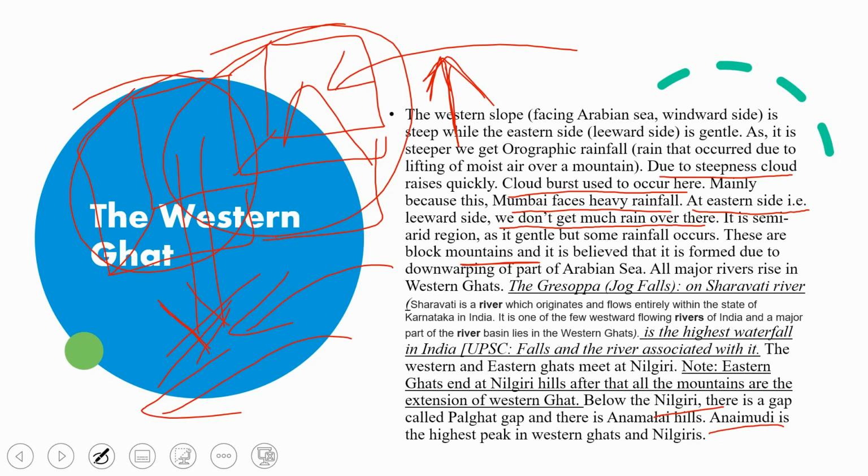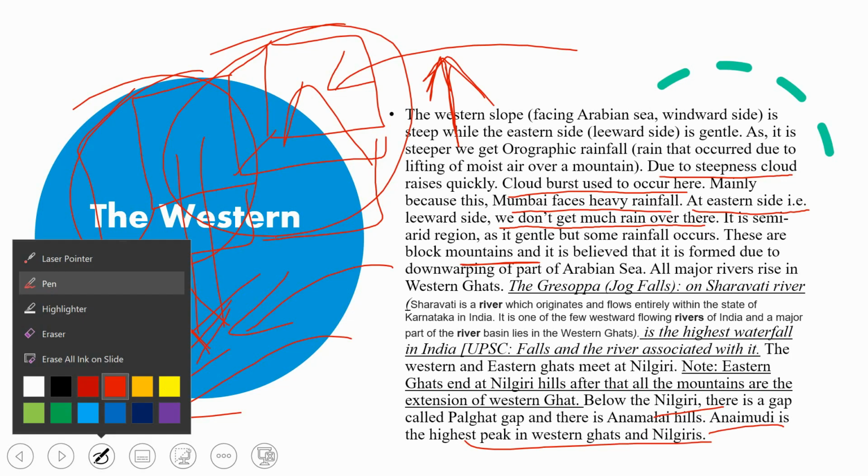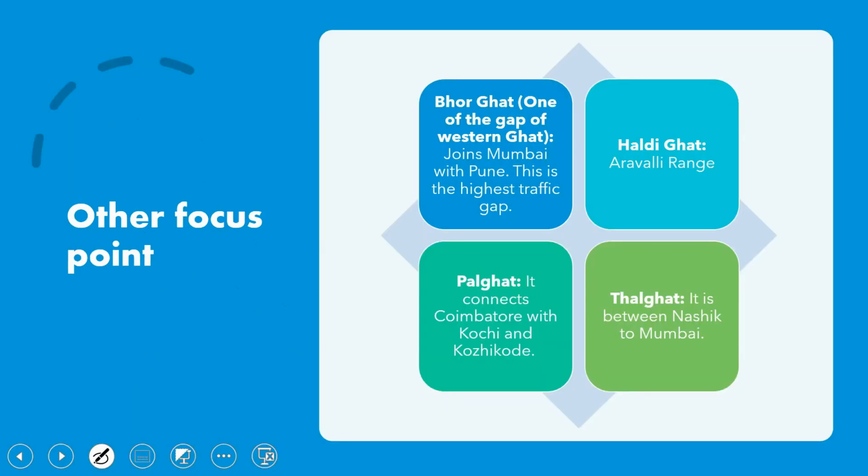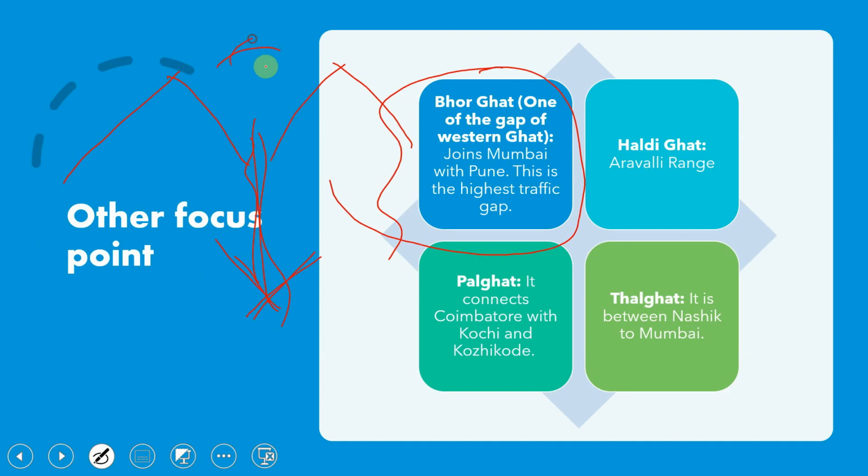Anaimudi is the highest peak in the Western Ghat and Nilgiris. Another focus point is Bhor Ghat, one of the gaps of the Western Ghat, that joins Mumbai with Pune. This is the highest traffic gap. If there are two mountains and there is a small gap, people will get to travel from one place to another in very little time. So one is Bhor Ghat, the gap of the Western Ghat that joins Mumbai with Pune.